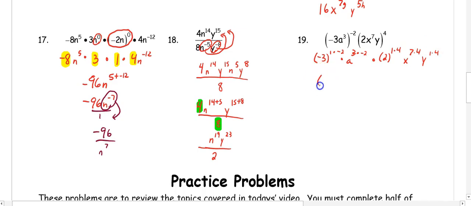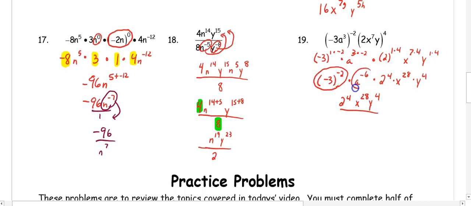So when this simplifies, we have parentheses negative 3 to the negative 2 times a to the negative 6th times 2 to the 4th times x to the 28th times y to the 4th. So anything that has a positive exponent can stay in the numerator, which is 2 to the 4th, x to the 28th, and y to the 4th. But negative 3 in parentheses and a both have negative exponents, so they're going to move to the denominator. So we get negative 3 squared and a to the 6th. So remember, when we move these, they become positive exponents.